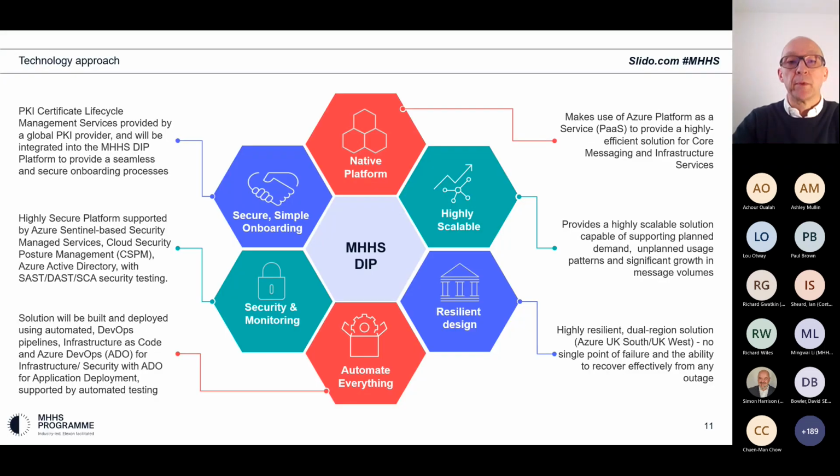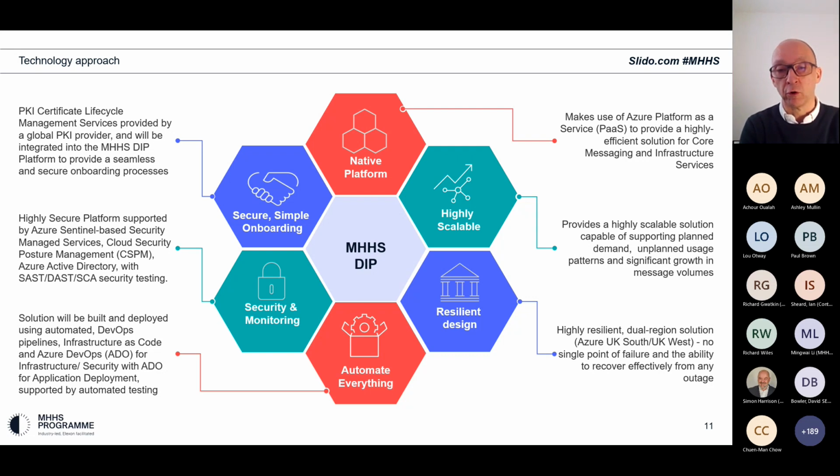Thank you. So again, this is a little bit of repetition in terms of the context that Mark has set, but I just want to take an opportunity to set out the technology approach that we have here. If I start at the top and then work my way around clockwise for those who want to read ahead. So as we've said, from a platform perspective, we will be using Microsoft Azure, we'll be using PaaS services for the core messaging and infrastructure as part of the solution, very much central to the offering and the solution that we proposed for the DIP.